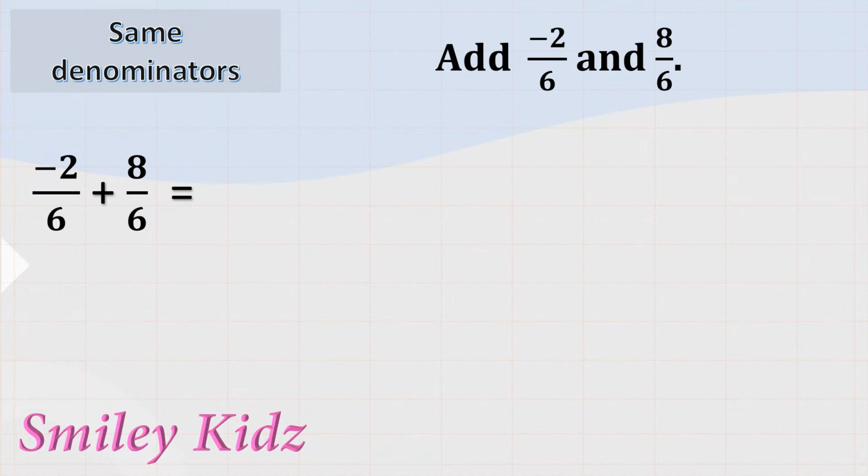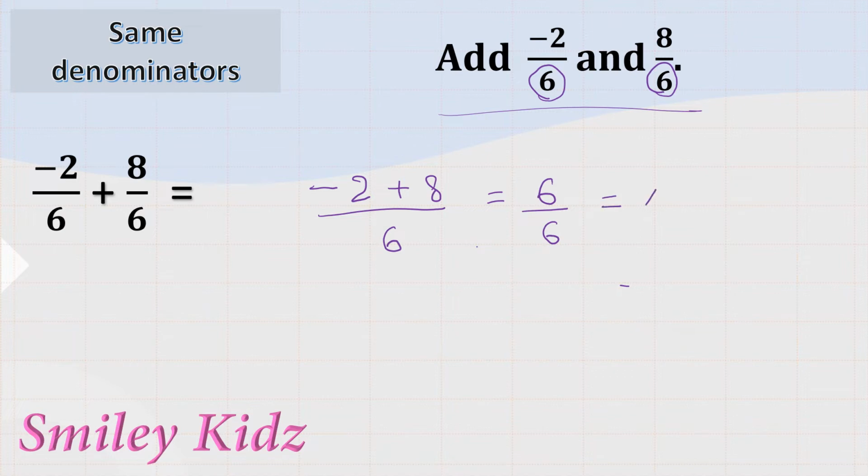Now, let's see another example. Add -2/6 and 8/6. So, here also we are having the same denominator, so we can simply add the numerators. -2 plus 8/6. -2 plus 8 will be equal to 6. 6/6 which is equal to 1. So when we add -2/6 and 8/6, we get the answer as 1.